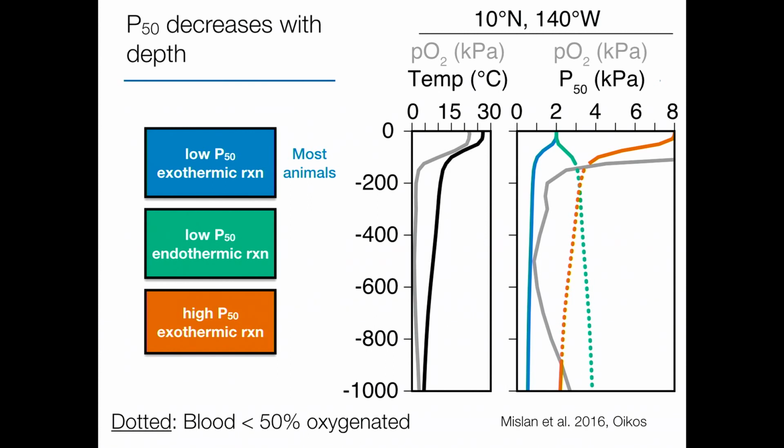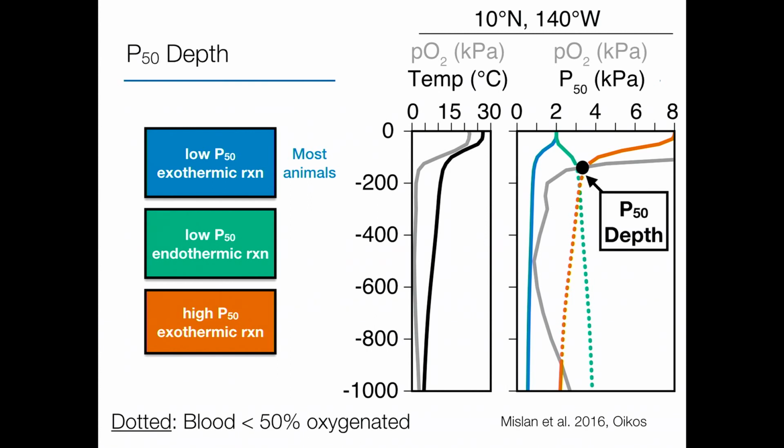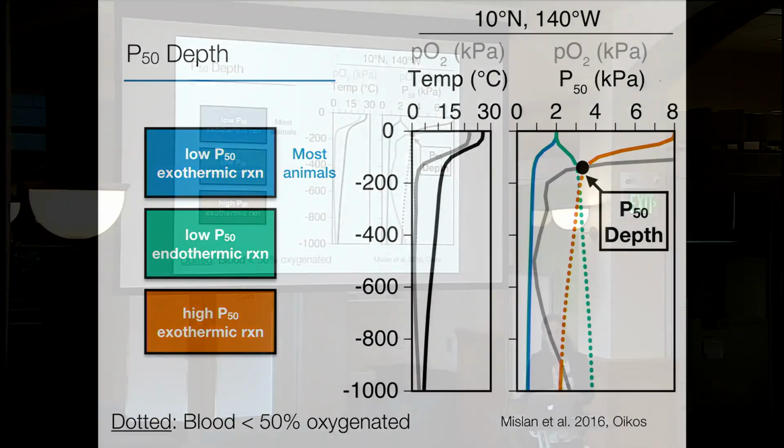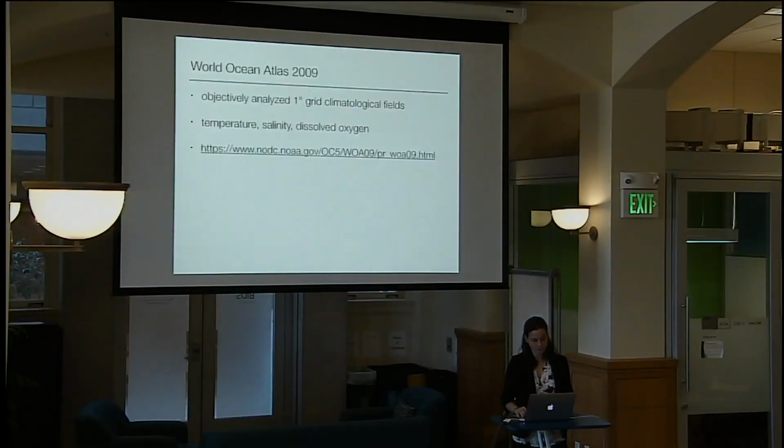And so taking this out of the water column and looking at it more broadly, I'm going to be talking about something called a P50 depth, which is the point in the water column at which P50 equals PO2. That's what I'm going to use to map in the ocean where the physiological differences are between different animals. To do that, in oceanography, we have a lot of data that's broadly available to anybody.